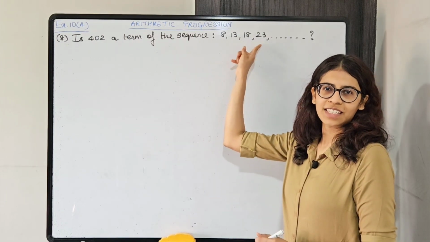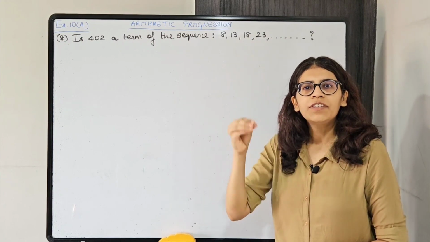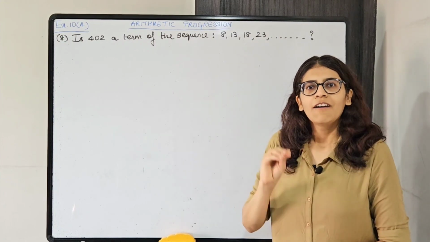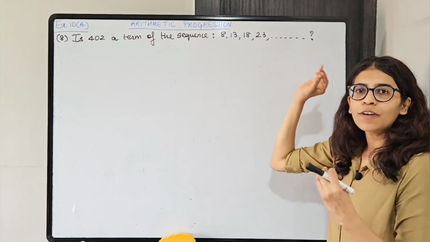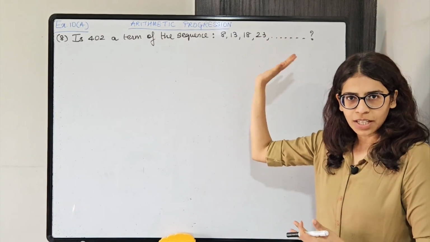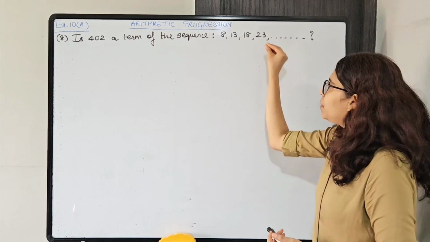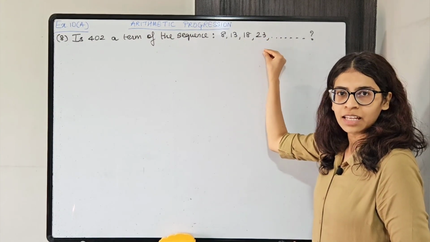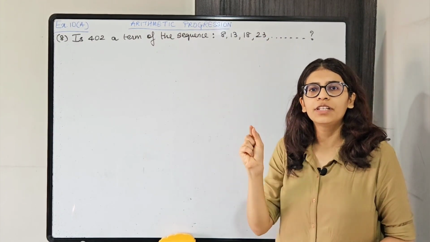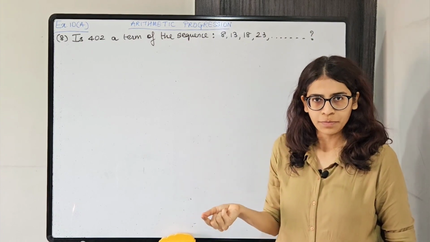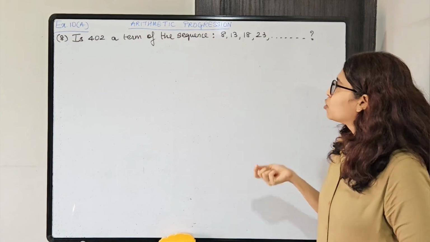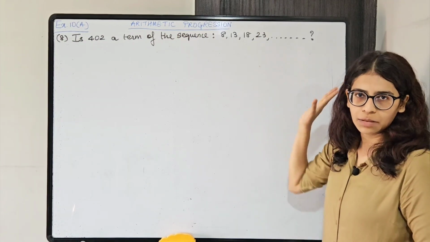You're told that this is a sequence. So whenever you're given a sequence or series, the first thing that you will do is prove that this is an AP, or find out if it is an AP. If it is an AP, an arithmetic progression, then the common difference between two consecutive terms should be the same throughout. It should be constant. So let us find out if it is an AP or not.